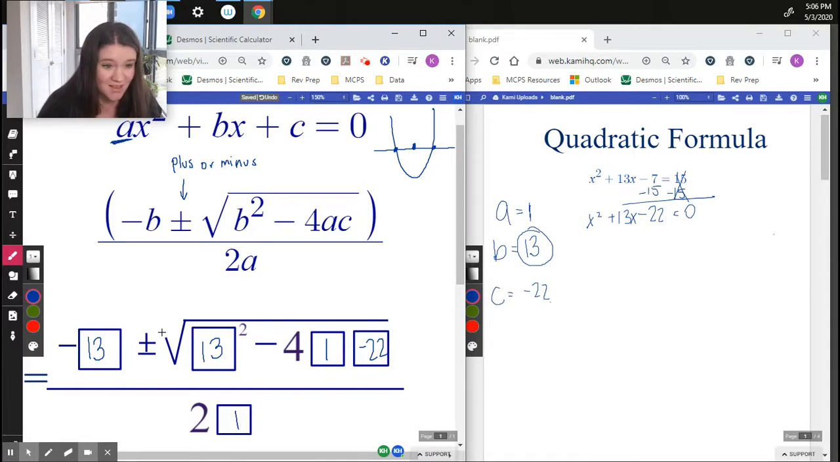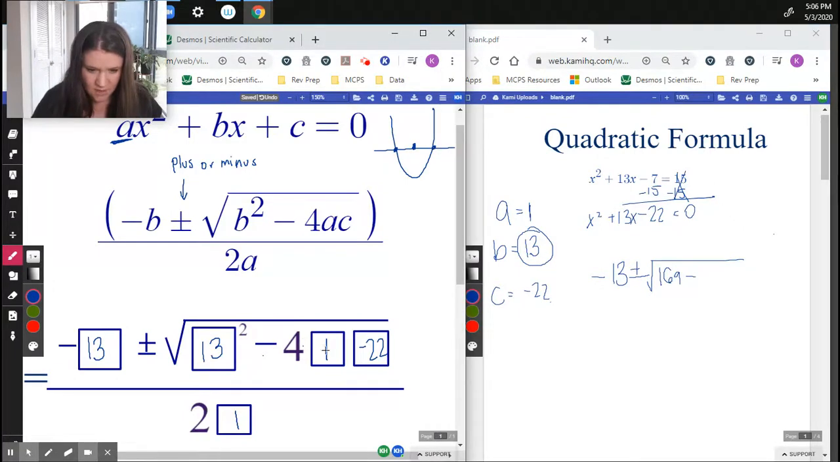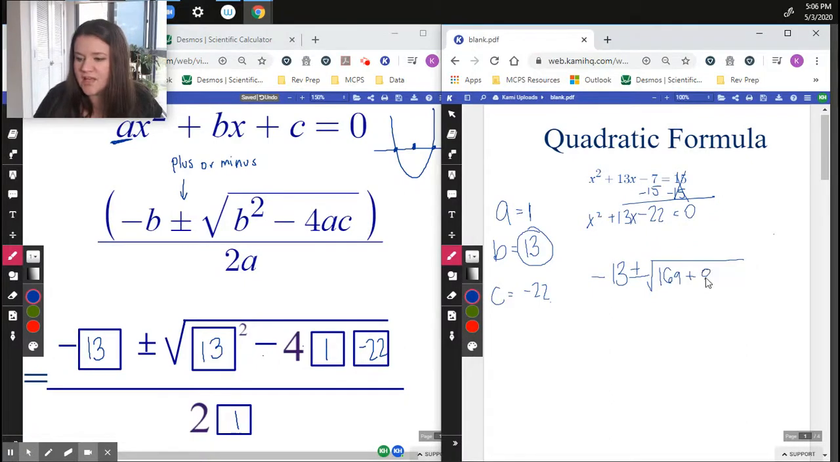All right, so I'm going to write this. I'm going to do a little of the solving and bring it over here. I'm not going to copy exactly because that's a waste of our time, but we still have -13 plus or minus, right? And it doesn't have to look anything fancy. The square root of 13 squared. Well, I know it's 169. Minus, now -4 times 1 is -4, times -22 is a positive 88, and that's all over 2 times 1, which is 2. All right, so -13 plus or minus.